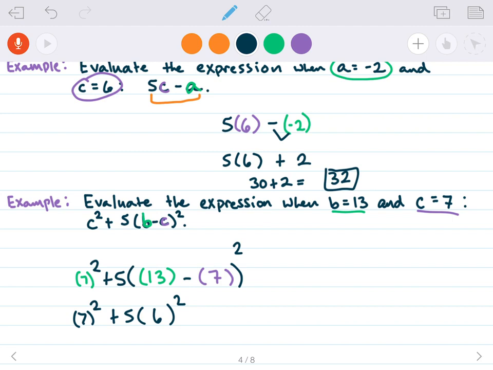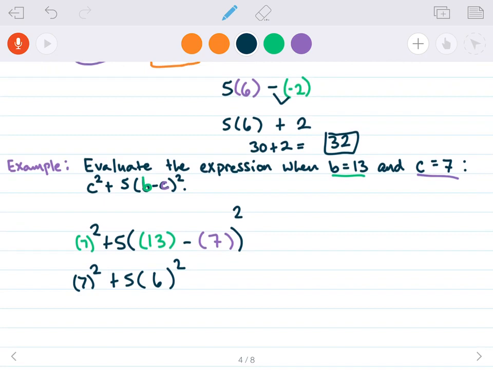Now I want to take care of my exponents. That's next in PEMDAS. 7 squared becomes a 49. The plus sign comes down. The 5 comes down. 6 squared is 36. So now I have this.